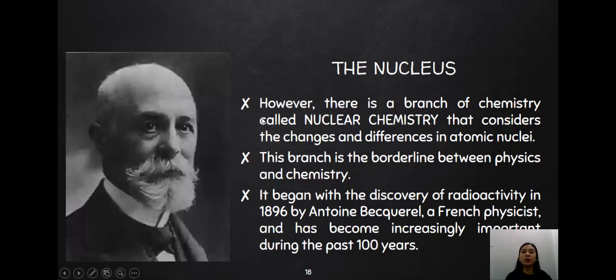A little bit of background on your nuclear chemistry. So it says here, there is a branch of chemistry called nuclear chemistry that considers the changes and differences in the atomic nuclei. This branch is actually the borderline between physics and chemistry, which began with the discovery of the French physicist Antoine Becquerel. Because of this, the importance of nuclear chemistry was amplified during the past 100 years because of the discovery of Antoine Becquerel of radioactivity. So, na-discover niya paano ba nangyayari yung radioactivity. It is because of the nucleus of your atom.